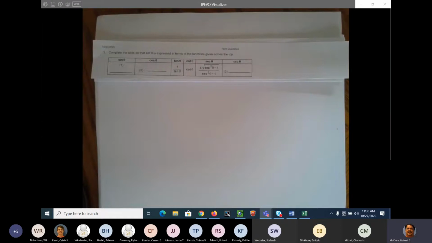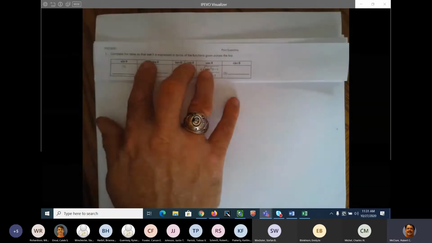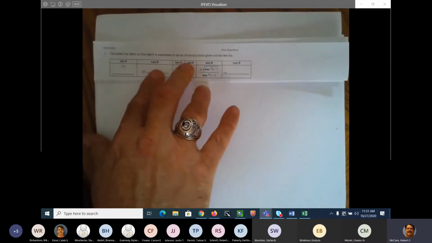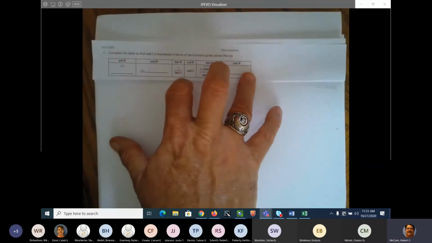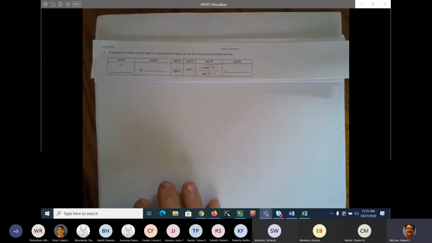It says, complete the table so that cotangent is written in terms of the one with the blank. But the way it's written, it confuses a lot of students. So basically, you have to write cotangent in terms of sine, in terms of cosine, and in terms of cosecant. It seems to me the best way to do that would be just to ask you to write it in terms of sine, cosine, and cosecant. But that's just me.